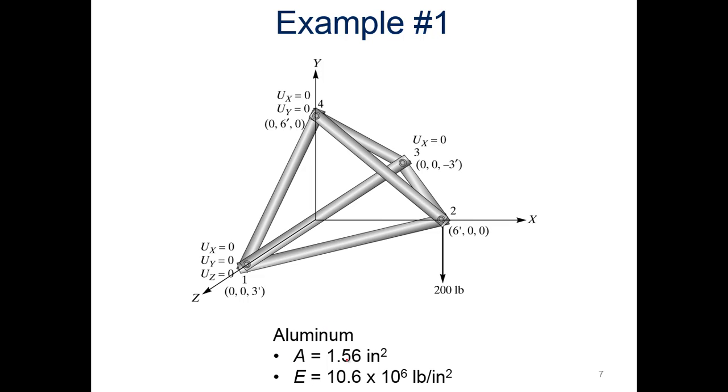Again, it's aluminum, the cross-sectional area is constant for all of them at 1.56, and we have a modulus of 10.6 times 10 to the 6 psi. All right, and it looks like our coordinates are given in feet, so make sure we keep that in mind as we put in the values there.